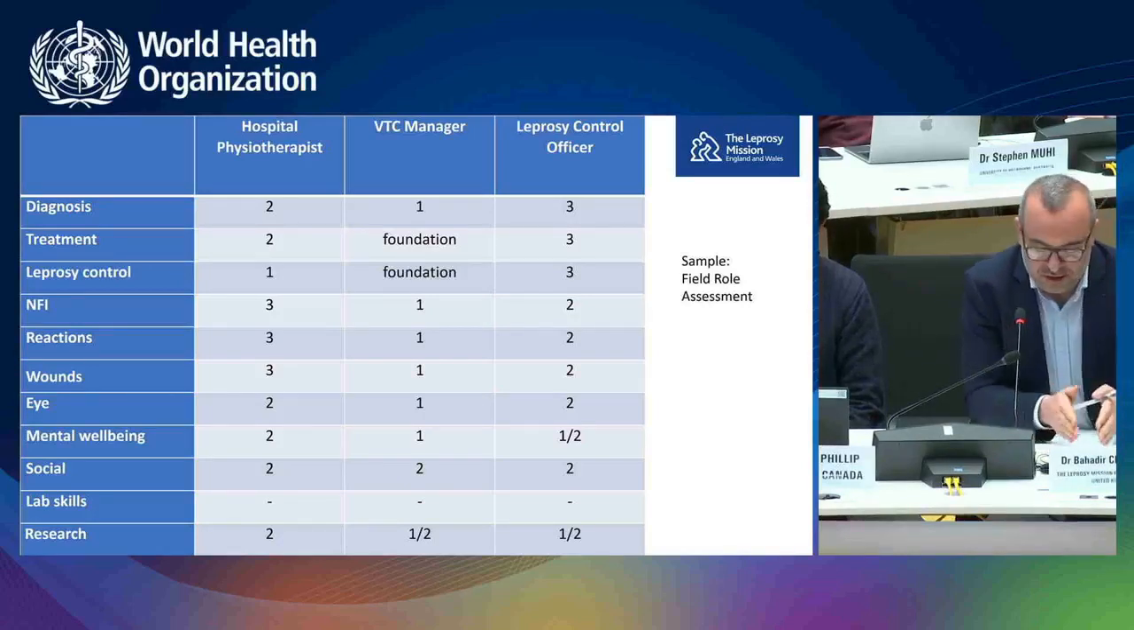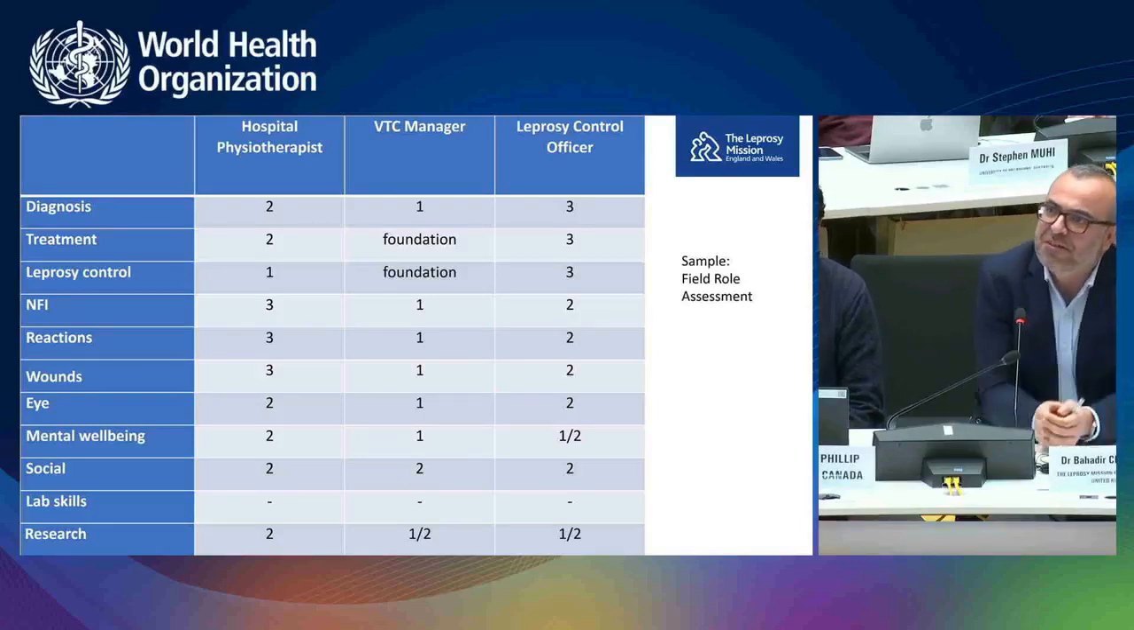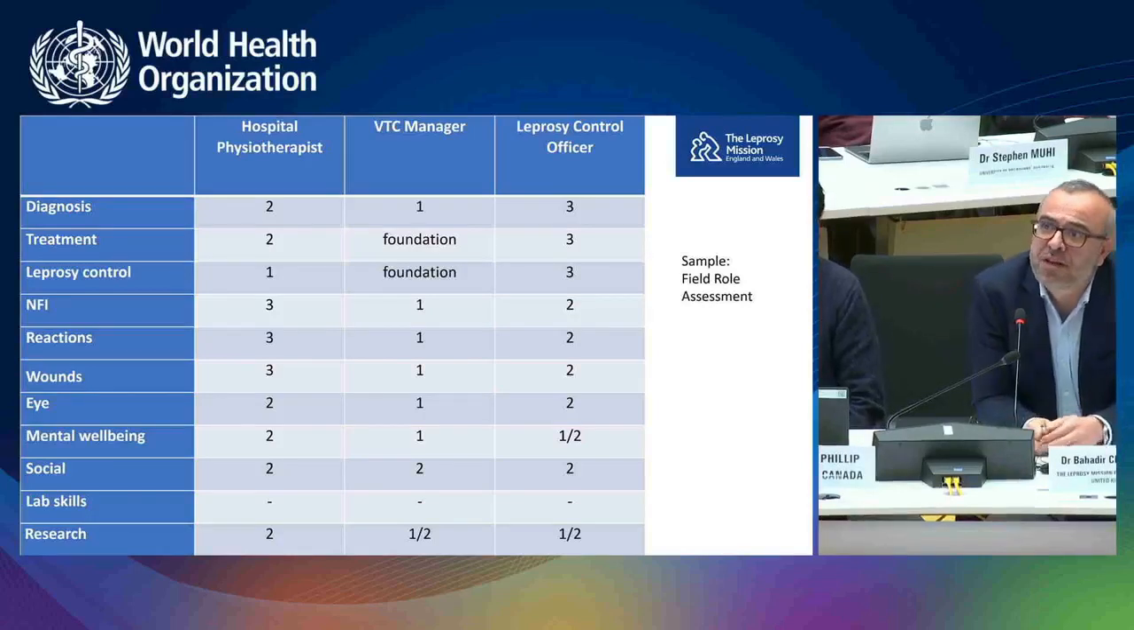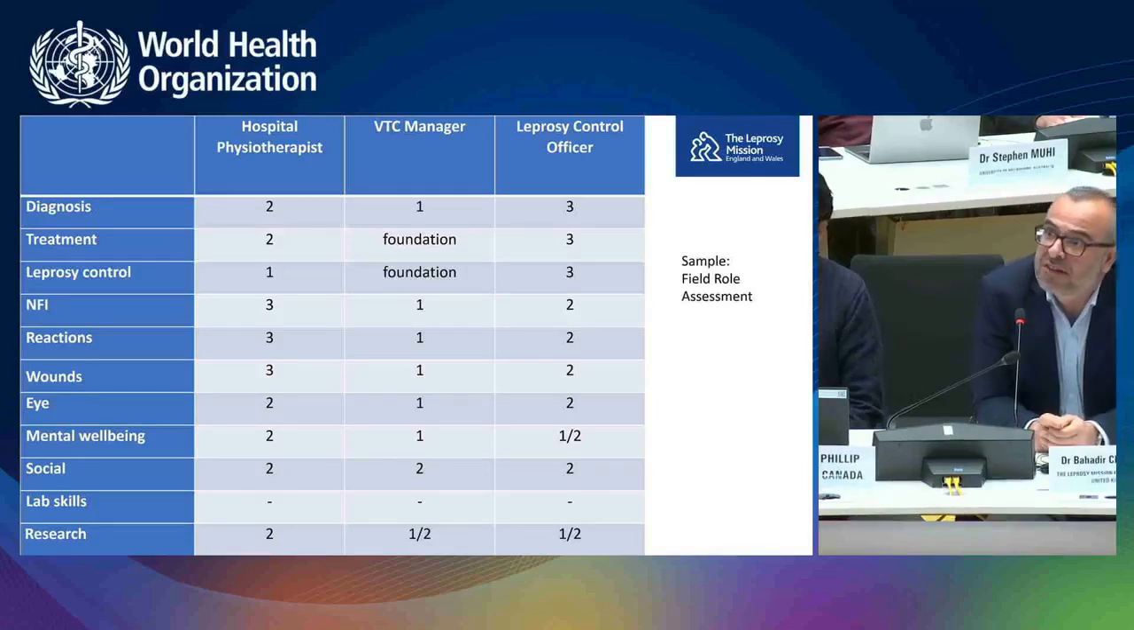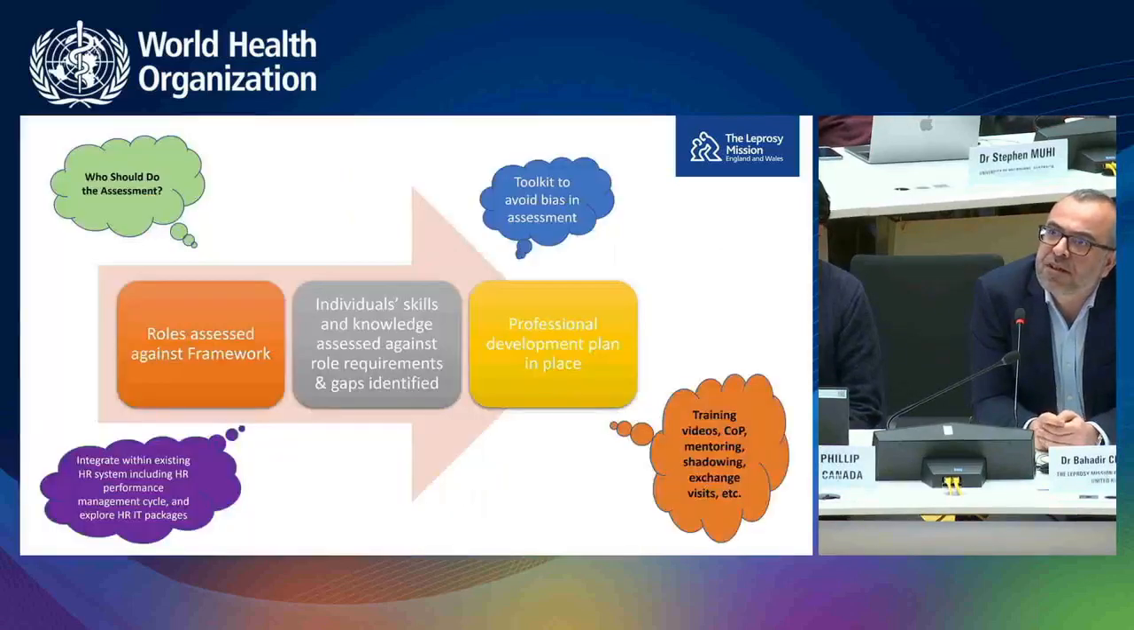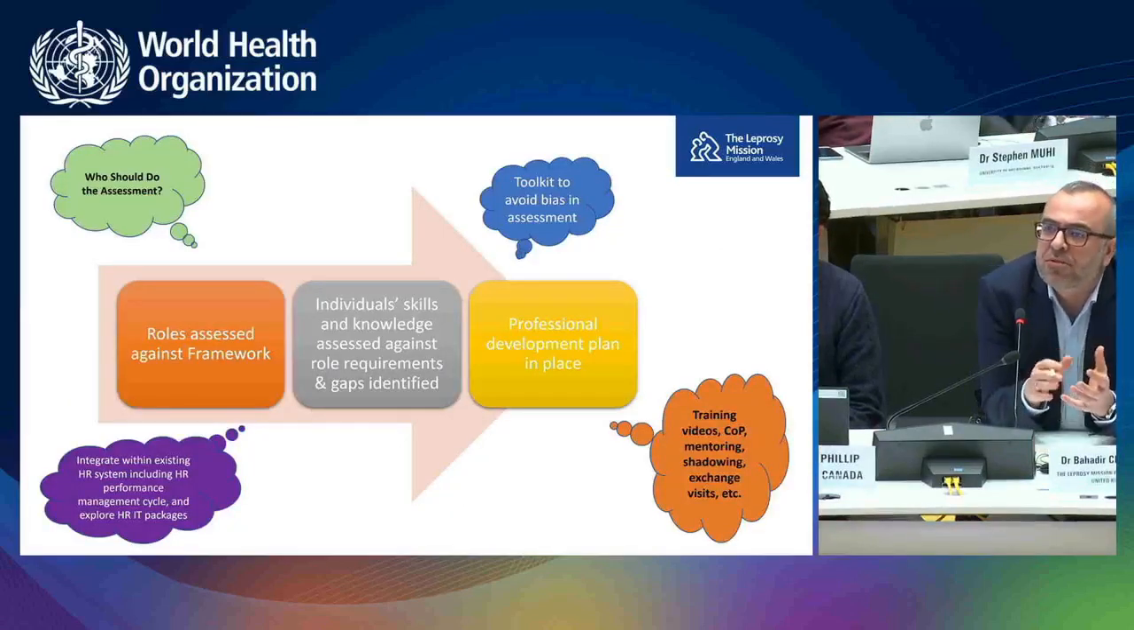Of course, it's much more detailed in practice, but I just wanted to show you what the levels expected look like from, let's say, hospital physiotherapists, a vocational training center manager, and a leprosy control officer. In all these different 10 competencies, what levels are required from each role is summarized there. Next, please. Brilliant. So we also started thinking about, if we are going to embed this into the organization, how are we actually going to do that?